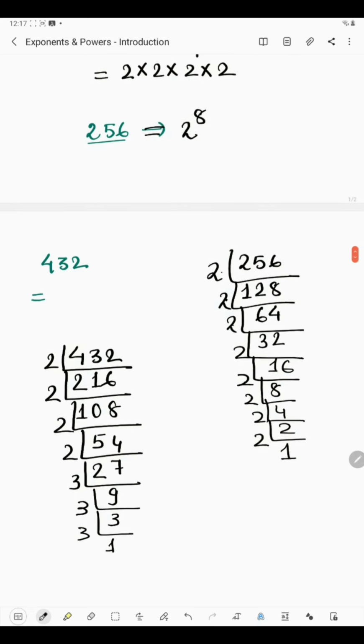So here we can see that the prime factors which we have got are 2 and 3. Here we have got 2 four times, so we'll write 2 raised to the power 4, and 3 is given 3 times, so we'll write 3 raised to the power 3. So 432 is expressed in the form of 2 raised to the power 4 with 3 raised to the power 3. This is the exponential form of 432.